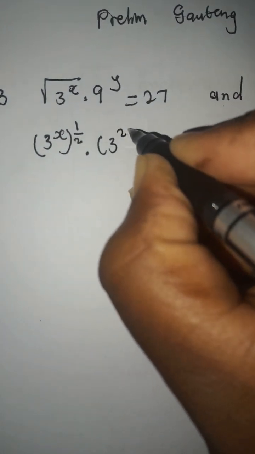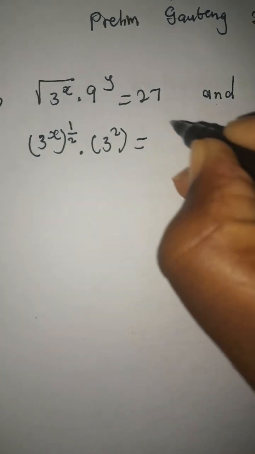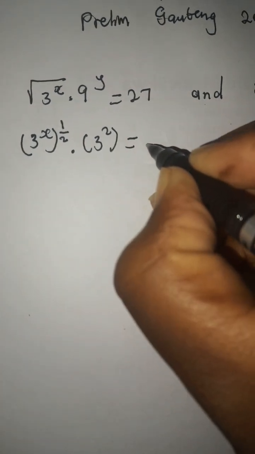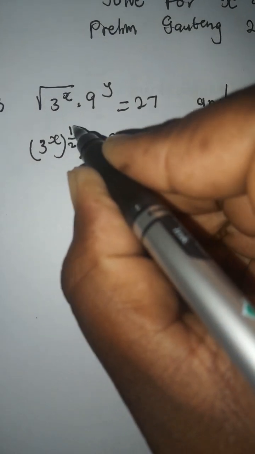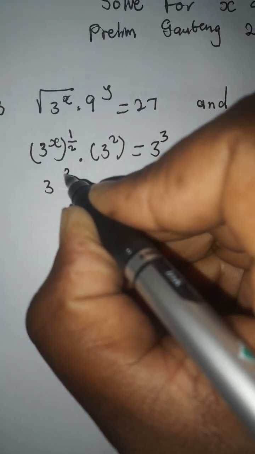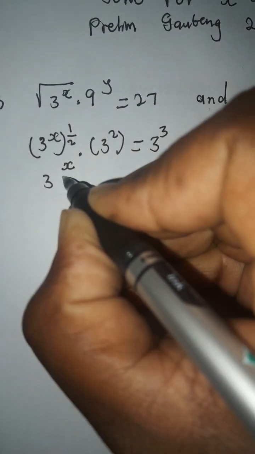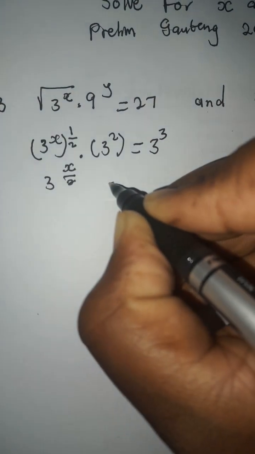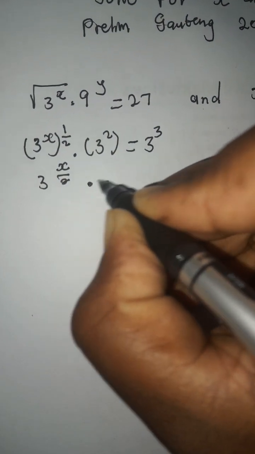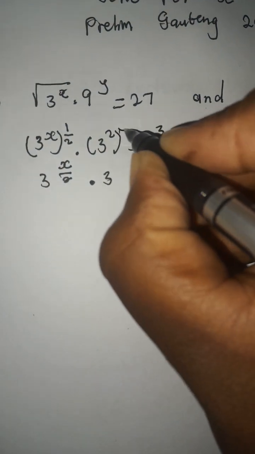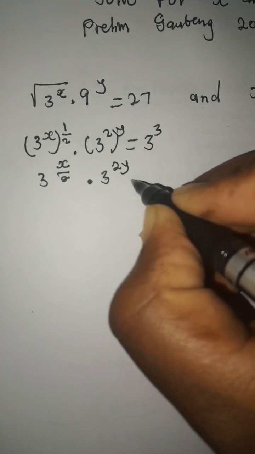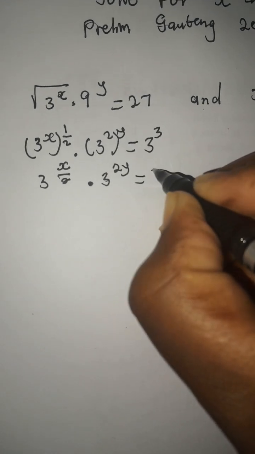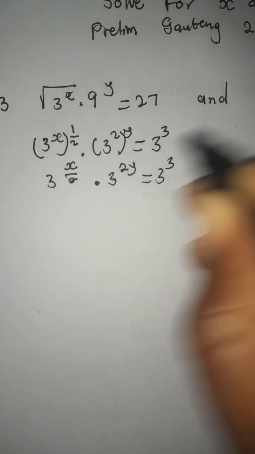Then we can change 9. This will be 3 to the power of 2. We can also change 27 to the exponential form. This will be 3 to the power of 3. So let's work it out. x multiplied by 1, that would be x. 1 times 2, that will be 3 to the power of x all over 2. Multiplied by, remember there's y here, 2 times y, that will be 3 multiplied by 3 to the power of y, which is equal to 3 to the power of 3.